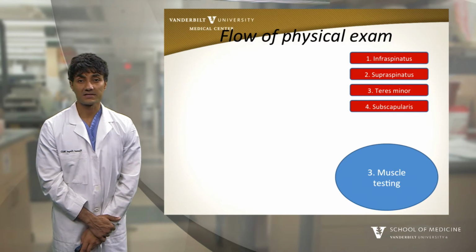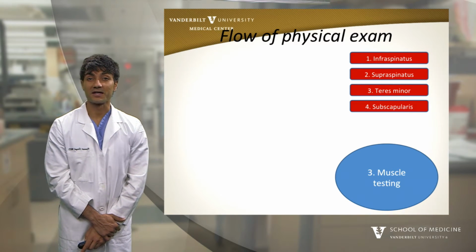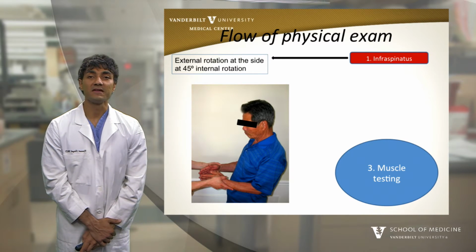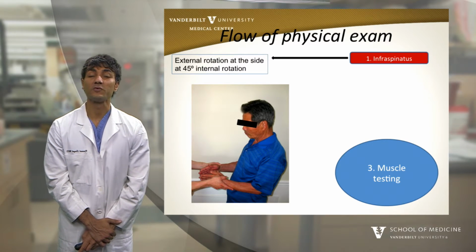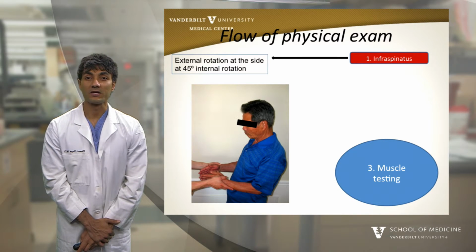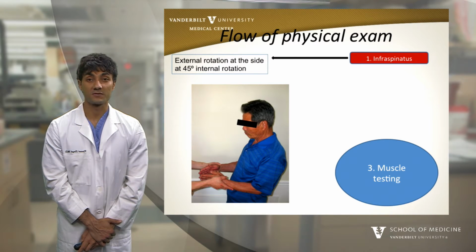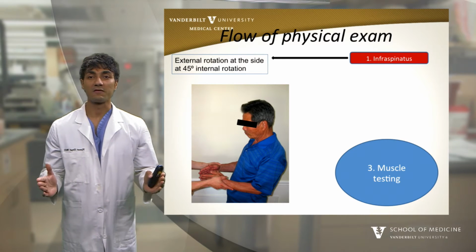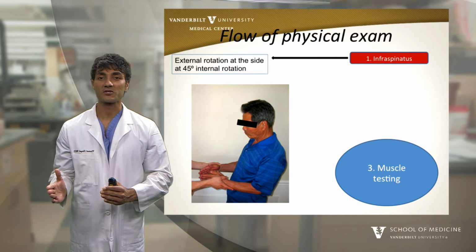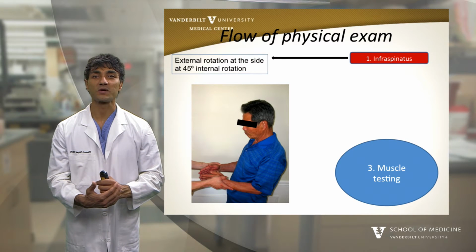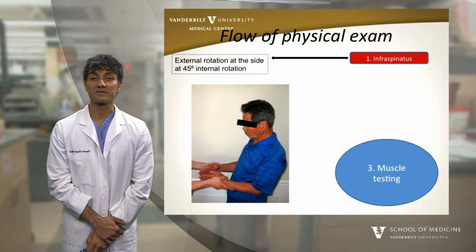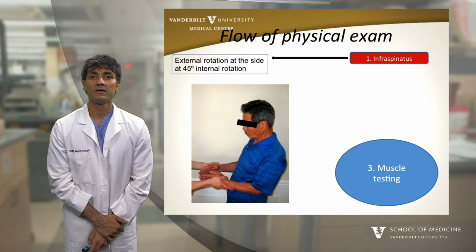There are different tests to test the different portions of the rotator cuff, starting with the infraspinatus. The infraspinatus, again, is a muscle that will help you with external rotation. So what you do is you give them resistance when they're trying to externally rotate. So get their arm in 45 degrees of internal rotation, and then have them push against your hand and see if they can externally rotate. Weakness there will tell you that the infraspinatus may be compromised.